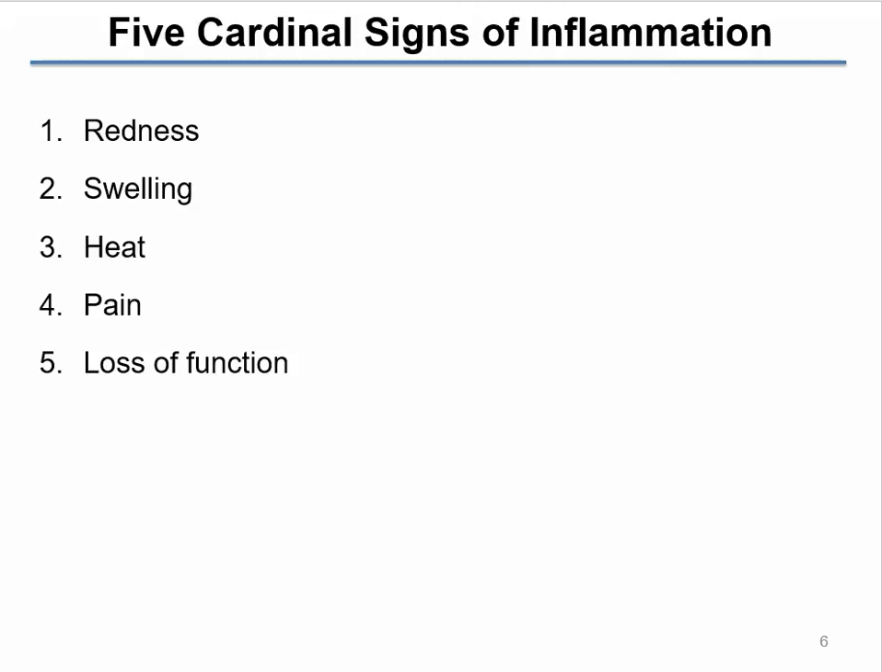Now, most authors consider that there are 5 cardinal signs of inflammation, the 5th one being loss of function or immobility. So the new mnemonic, which is much easier to remember, is PRISH. So that's pain, redness, immobilization, heat, and swelling. PRISH.